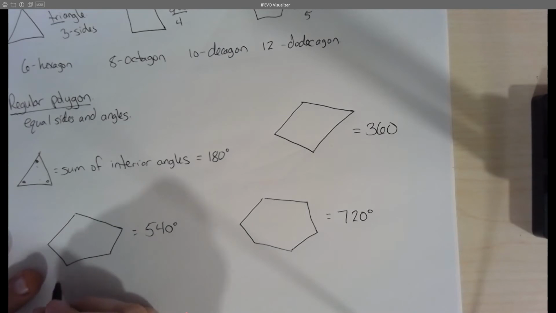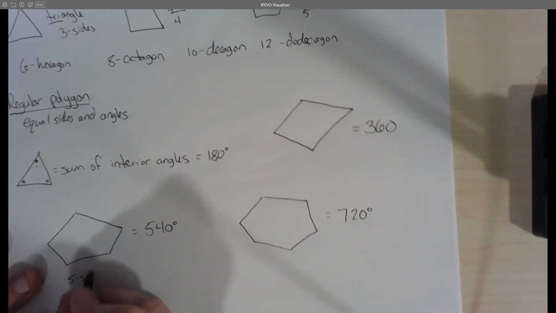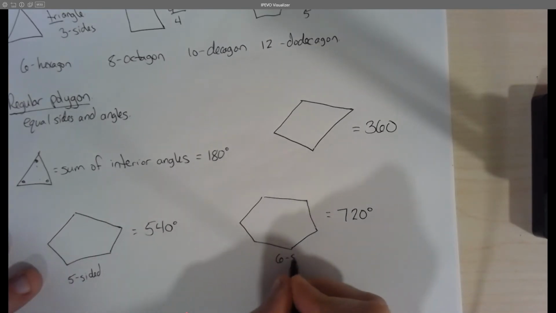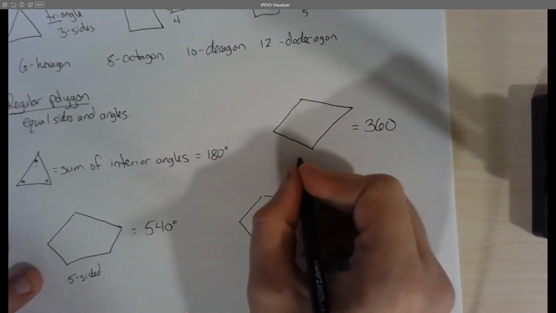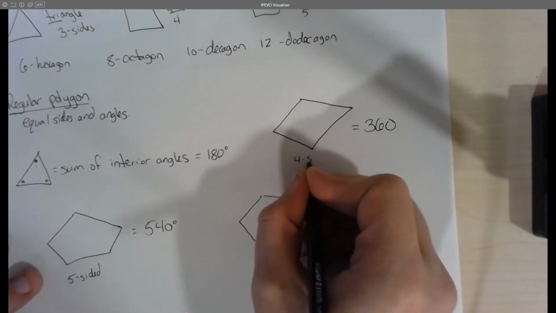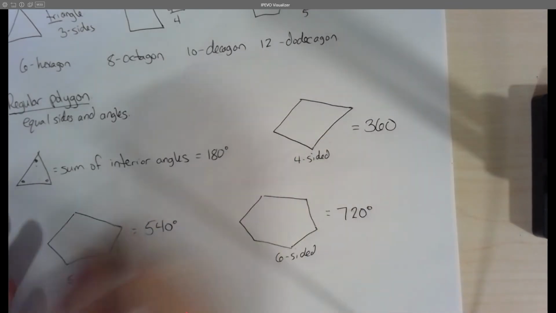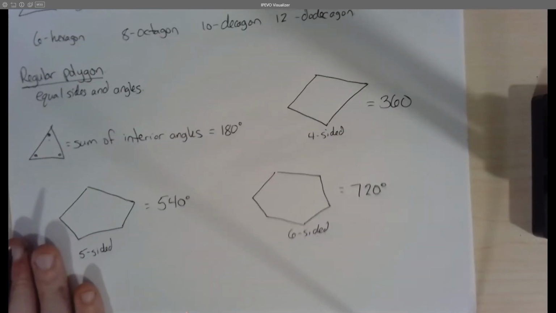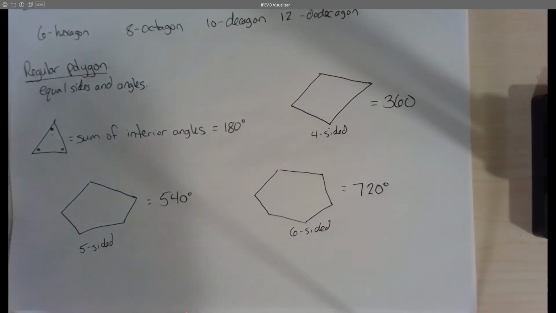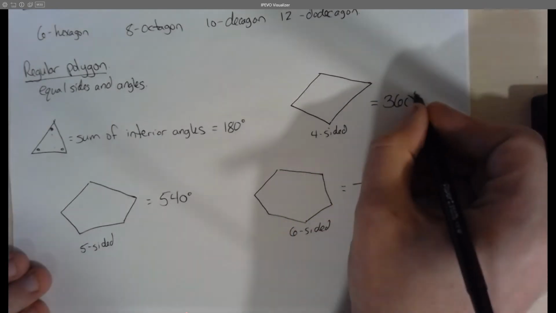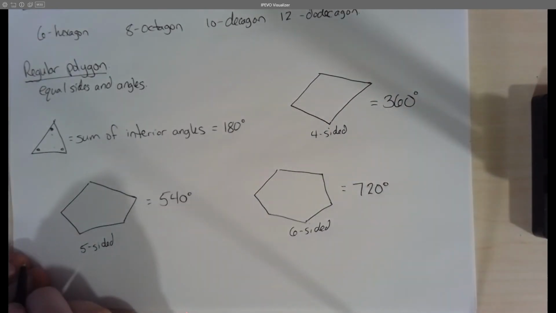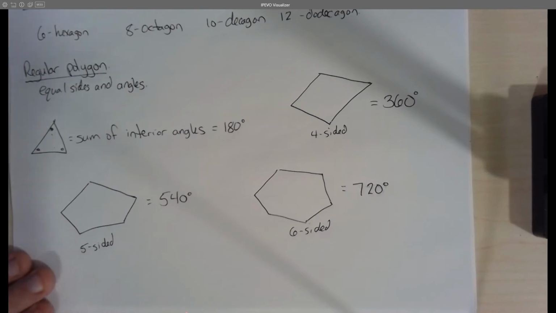And what's interesting about this is, and maybe you're starting to see this already, there is a bit of a pattern with this. And the pattern is that every time we add a side length, we add another 180 degrees to whatever our interior angles equal. And the reason for that is by adding another side length, we're actually adding another triangle.